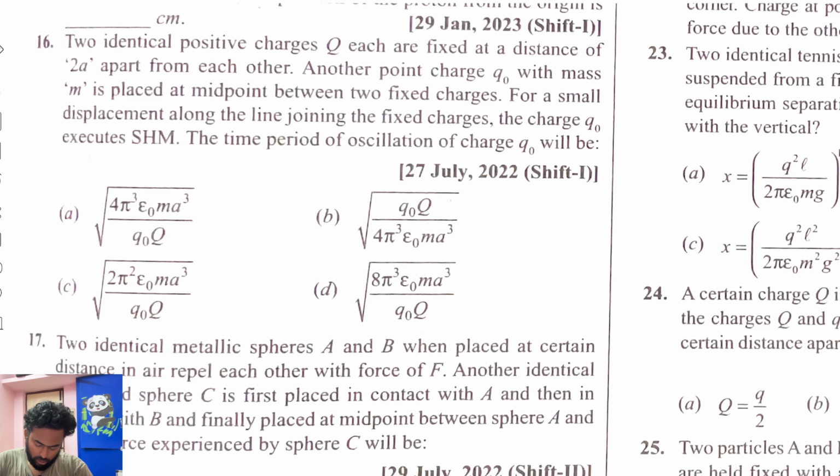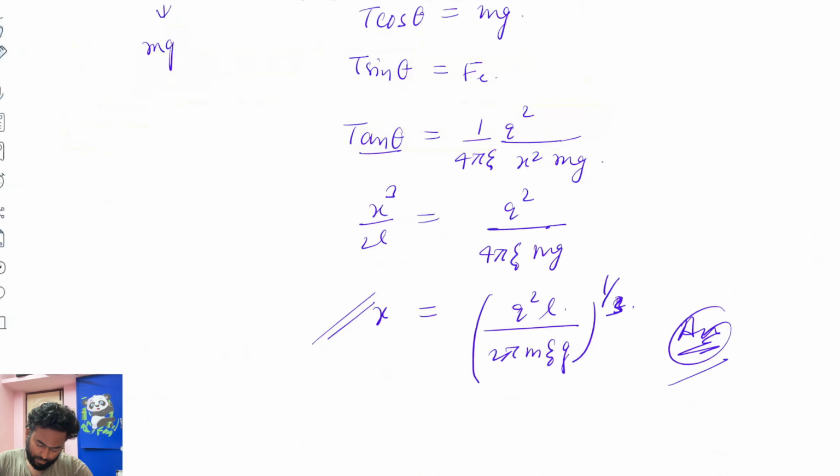Let's look at the next question, question number 16. Identical positive charges are fixed at 2a from each other. Another point charge q naught with mass m is placed at the midpoint. It is given a small displacement along the line joining the fixed charges. Q naught executes SHM. So the time period of oscillation of charge q naught will be? Let's see the solution then.